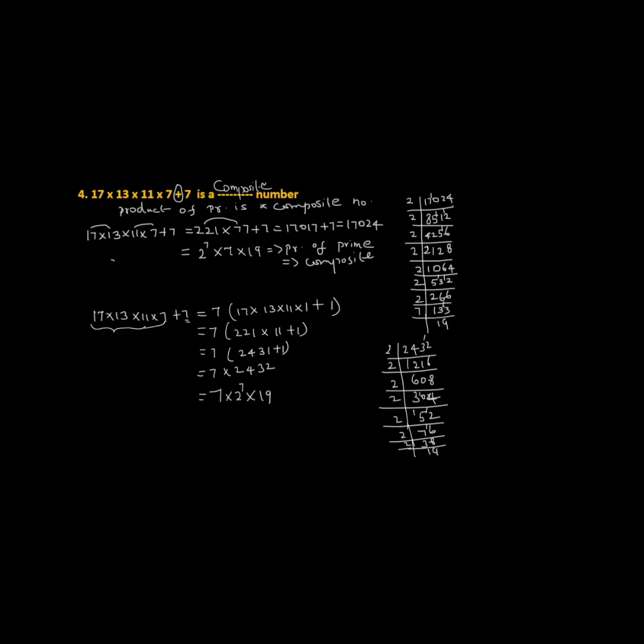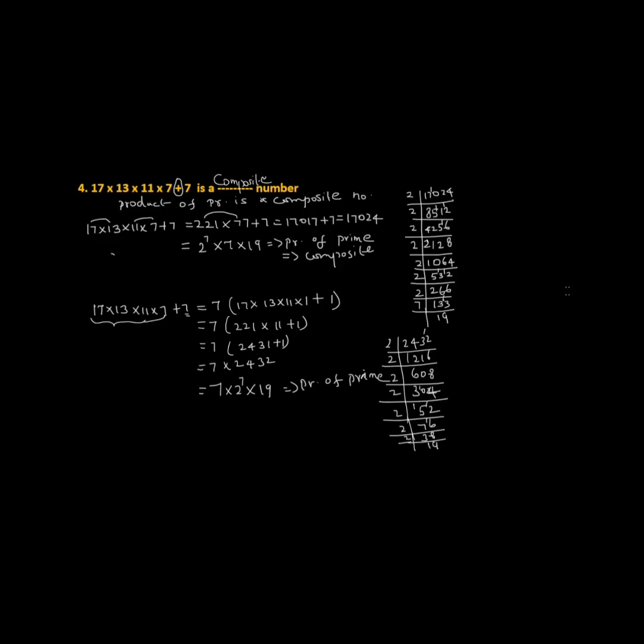Now it is a product of primes, so we are concluding the given number is a composite number. We can express the given number as a product of primes, so we can conclude the given number is a composite number.